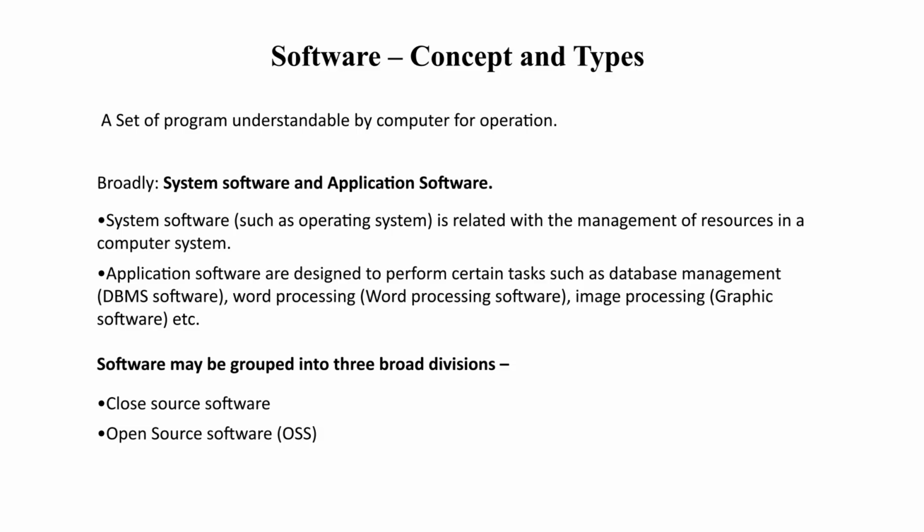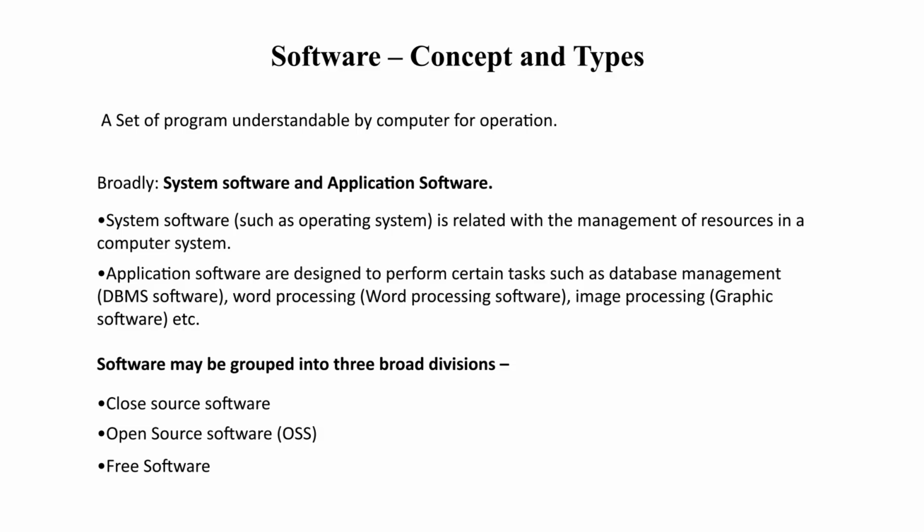Among these two, there is another type, called free software. In this type of software, the source code is not available, but you can download it or get it free without paying anybody. So these are the three types of software. I will talk a little bit about these three types after a while.